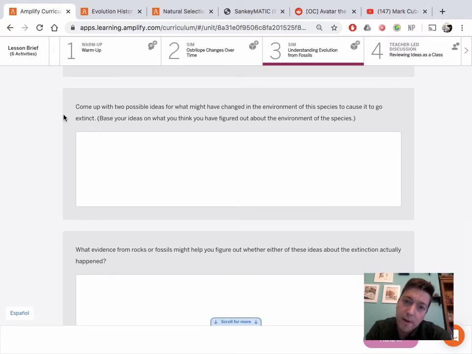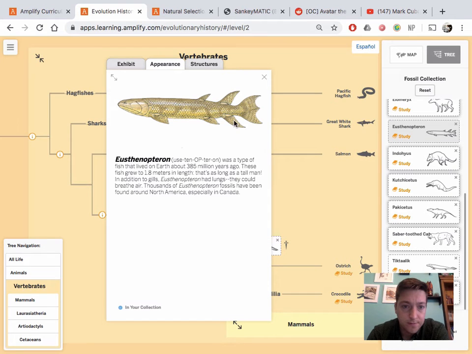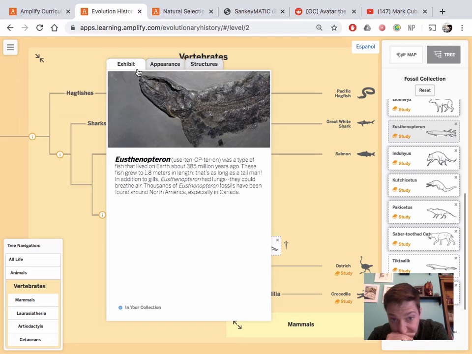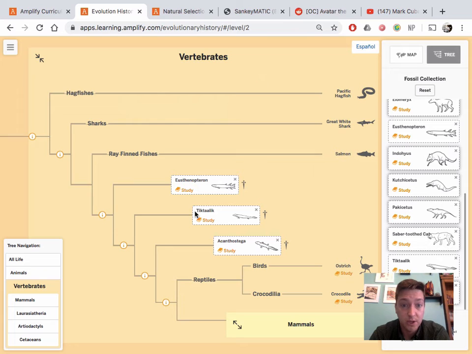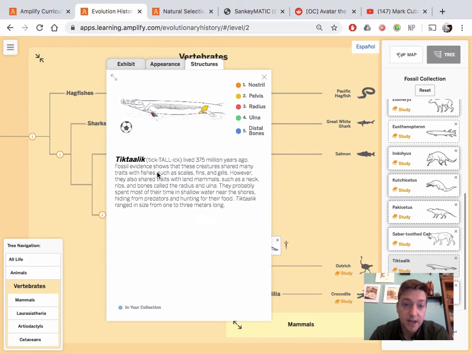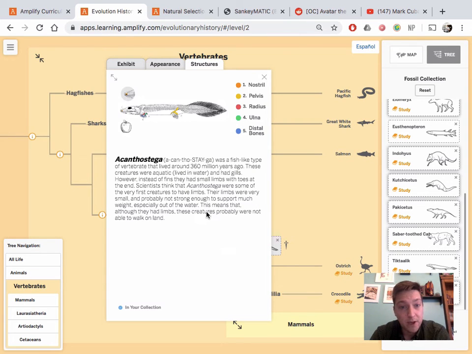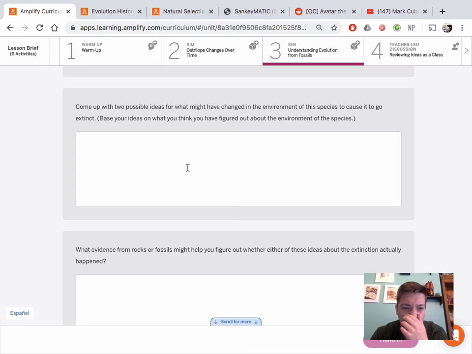Come up with 2 possible ideas for what might have changed in the environment of this species to cause it to go extinct. So if there's a major environmental change that would cause it to go extinct, all of these were aquatic. So maybe their aquatic ecosystem changed a lot. Like maybe they just lost their environment, is a possibility. So like Tiktaalik spent a lot of time in shallow water. So maybe that shallow environment somehow changed by a lot. Like they lost their prey, or they couldn't hide in their shallow environment. I think a lot of these lived in shallow water. So maybe that environment changed drastically.